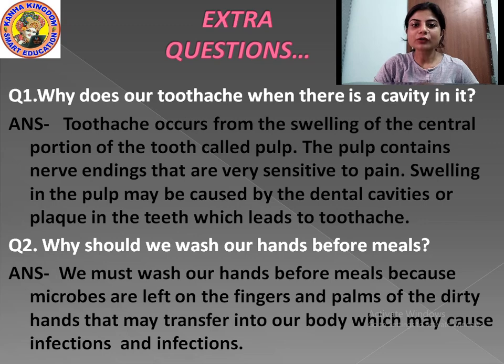So students, now some extra questions. Question number 1. Why does our tooth ache when there is cavity in it? The answer is, toothache occurs from the swelling of the central portion of the tooth called pulp. The pulp contains nerve endings that are very sensitive to pain. Swelling in the pulp may be caused by dental cavities or plaque in the teeth, which leads to toothache.